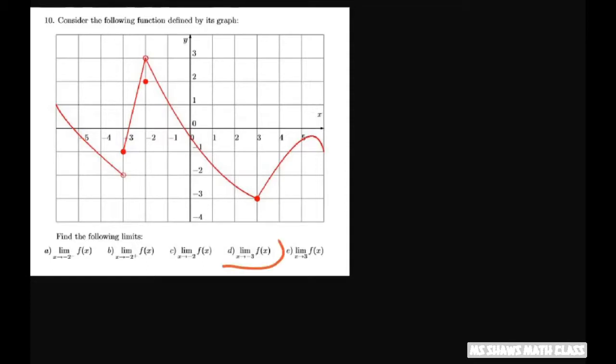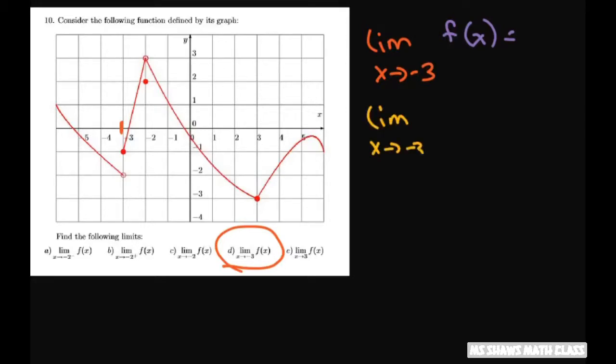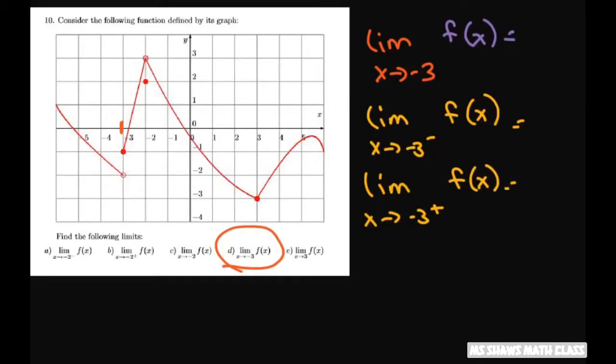Okay, the next one is this one. The limit as x approaches -3. So here's -3. Now they didn't put the plus and minus, so we have to do both of those. We have to take the limit as x approaches -3 from the left of f of x. We also have to take the limit as x approaches -3 from the right of f of x. So here's our -3.